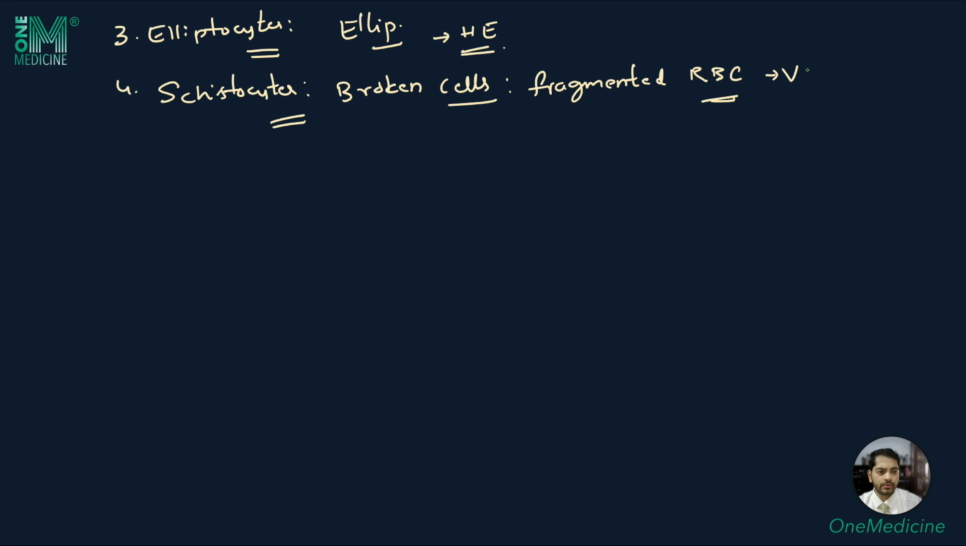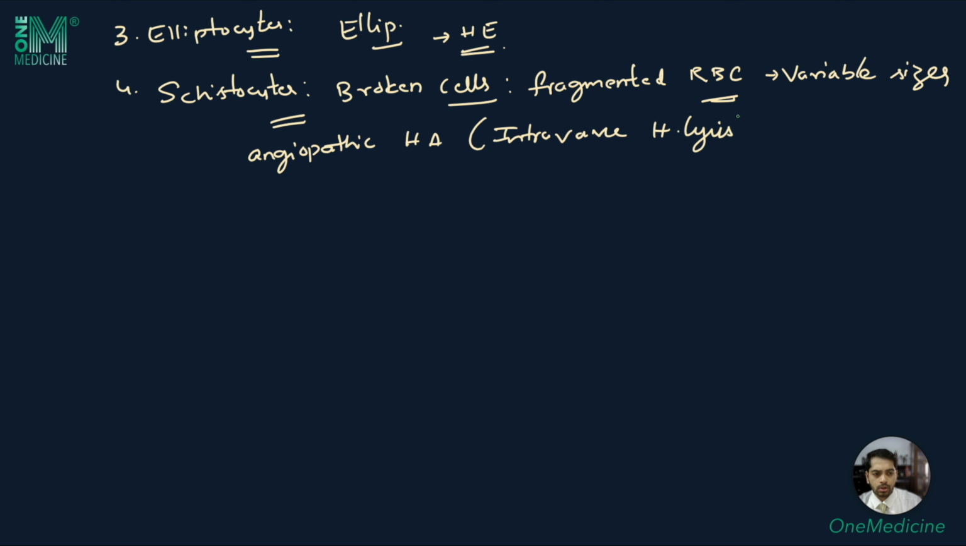They can also be of variable sizes. So the fragments can be of variable sizes, and this indicates angiopathic hemolytic anemia, also called intravascular hemolysis, both macroangiopathic and microangiopathic hemolytic anemias.